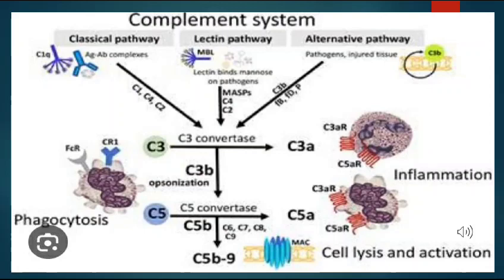This C3 convertase cleaves C3 into C3a and C3b. C3b binds to the C3 convertase and forms C5 convertase. Then C5 convertase cleaves C5 into C5a and C5b. C5b with the other terminal components C6, C7, C8, and C9 forms the membrane attack complex, or C5b9 complex, which forms pores on target cell membranes leading to lysis.